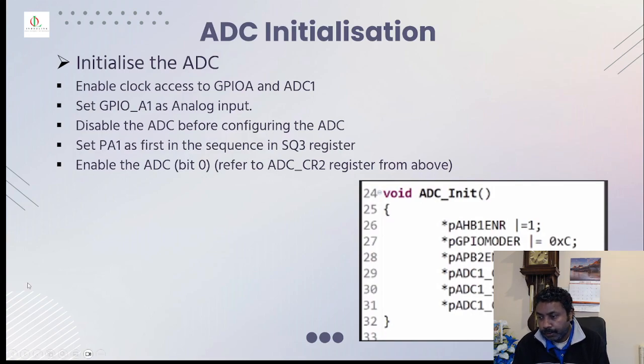I'll show you when we go to the coding, but this is the first thing: you need to initialize the ADC. To do that, you've got to follow these steps. First, enable the clock access for the GPIO port, because you are using port A1, so you need to enable the AHB1ENR, and also the APB2, the ADC1 that's connected to APB2.